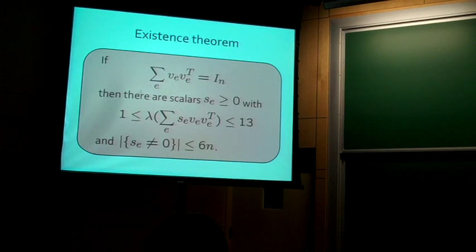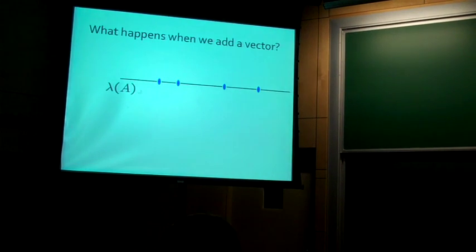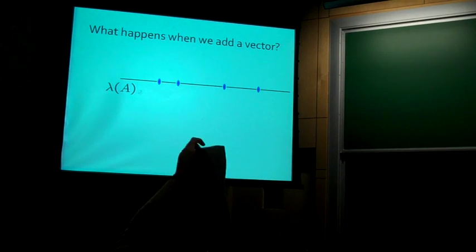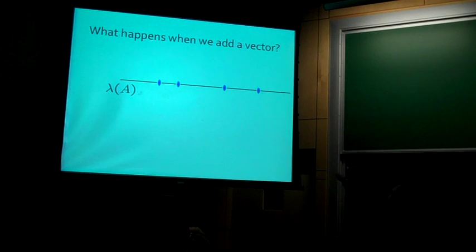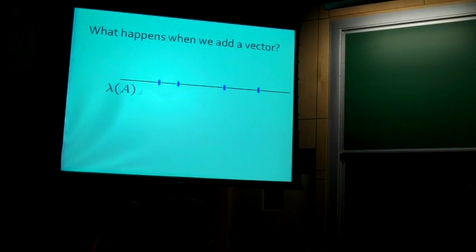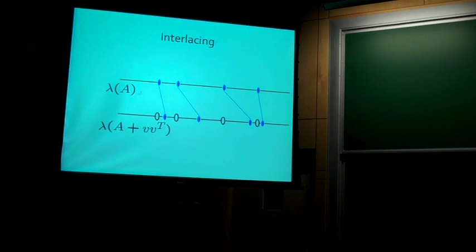Okay, so let me get back to the existence theorem, but I'll do it with 13 and 6 for my parameters here. What we want to take a look at is what happens to the spectrum of a matrix when we add a vector to our collection. So what happens when we add a new outer product? In this picture, you should imagine that is the real line, and the blue dots are the non-zero eigenvalues of the Laplacian. When I add a new outer product, the first thing you probably know is we get what's called interlacing of eigenvalues.